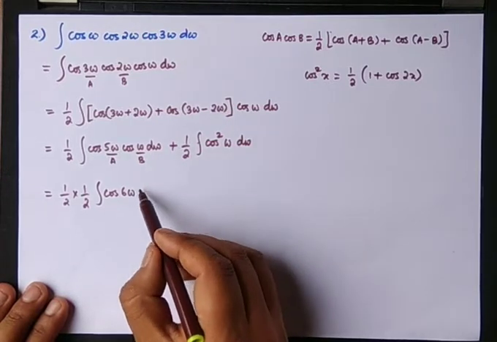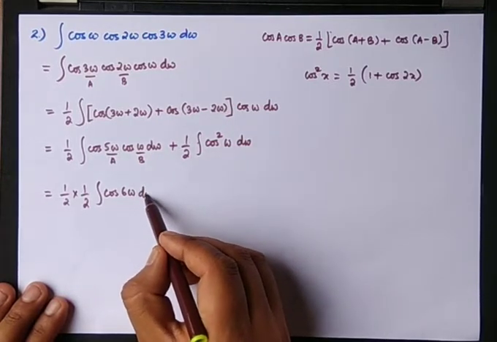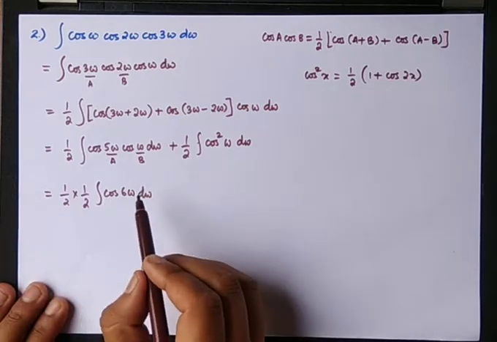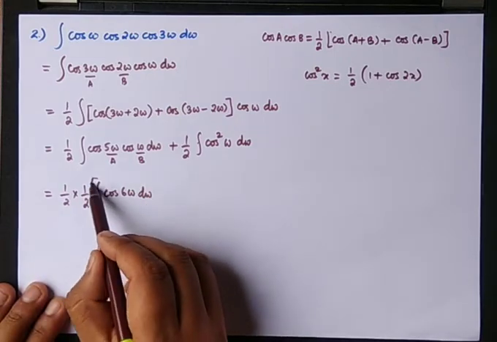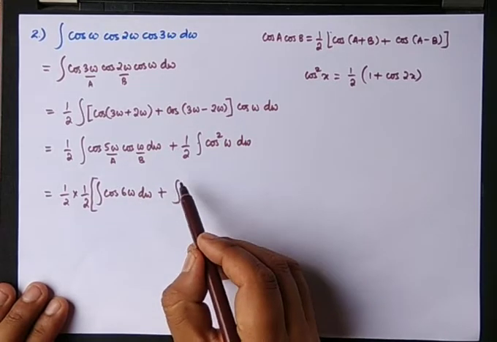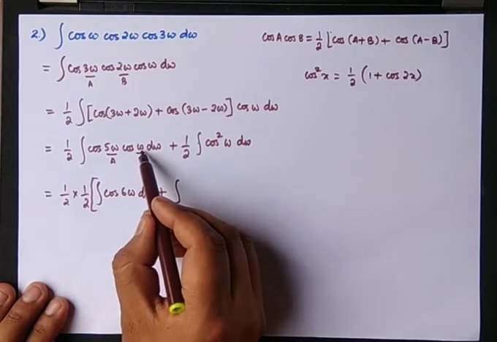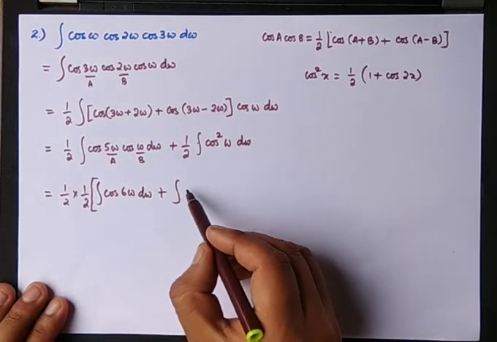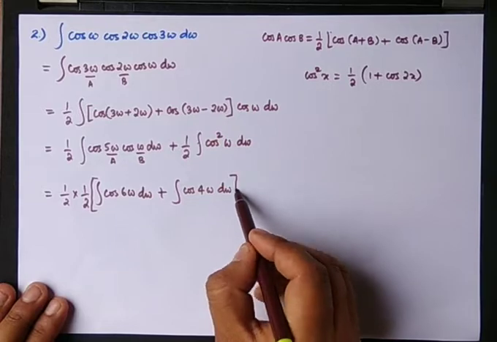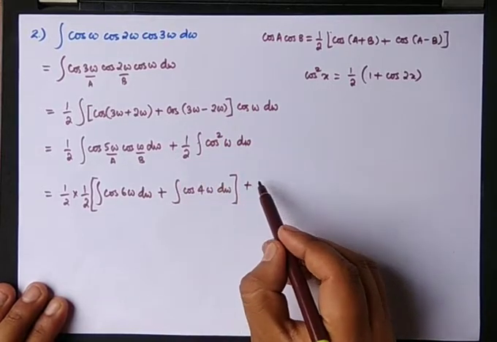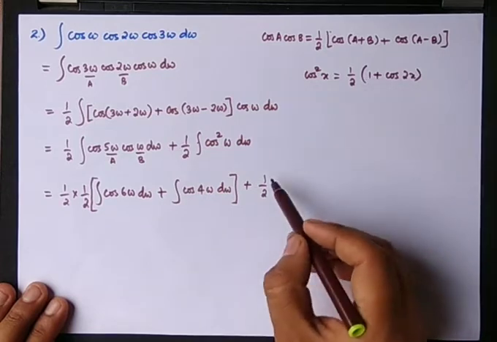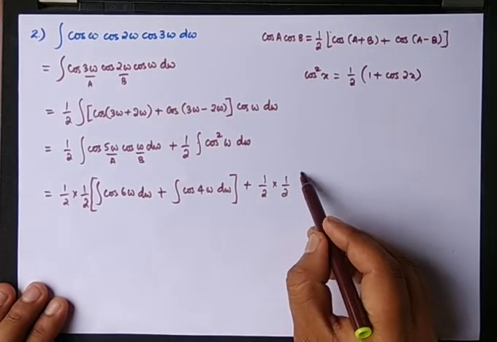Plus will be there, but I'll do this part in the very same step. That is the distribution part I am doing in the same step. So we have plus, okay, 5 omega minus omega is 4 omega, so that's why it will be cos 4 omega d omega out there. So plus 1 by 2. This can be written as this much, so it will be half.